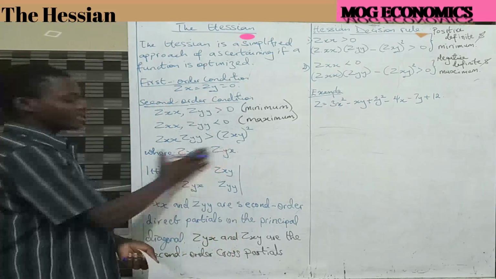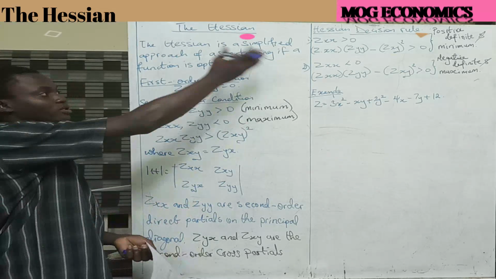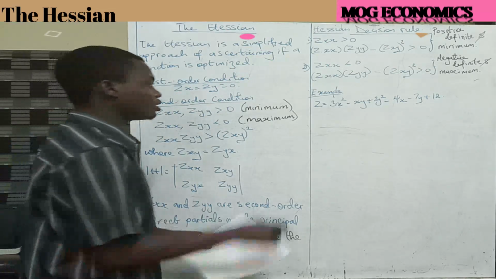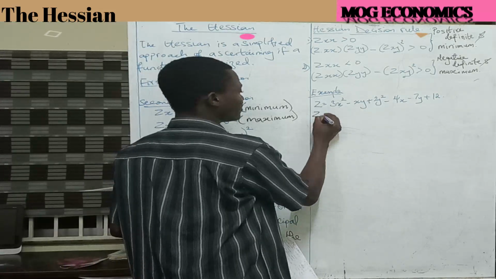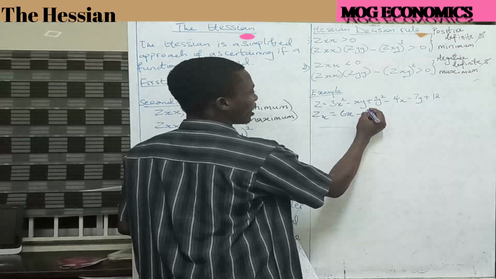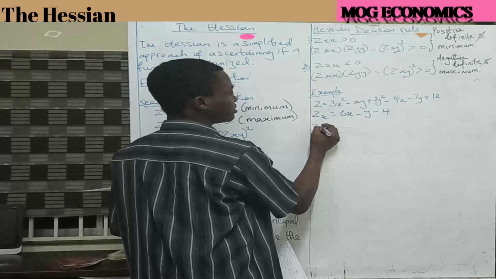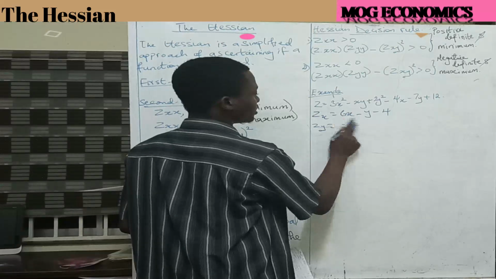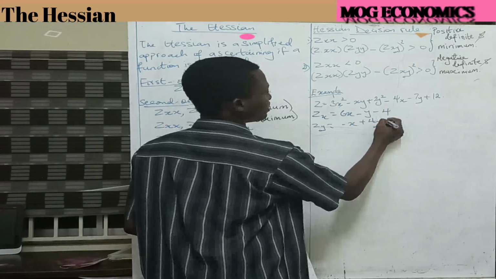So when you find the determinant, and the determinant is greater than 0, you then look at the first term. Is it greater than 0 or less than 0? That tells you what your answer should be. So here, let's start working. We have Zx. This is going to be 6x minus y minus 4. Then Zy equals, there's y here, minus x, write it well, minus x, then plus 4y, then minus 7.